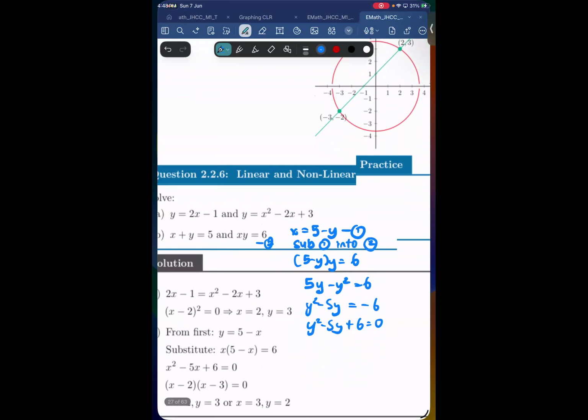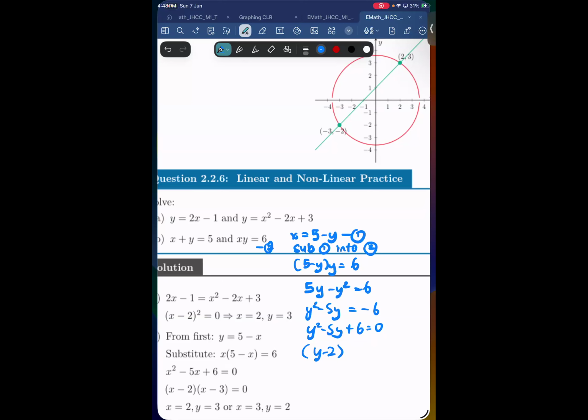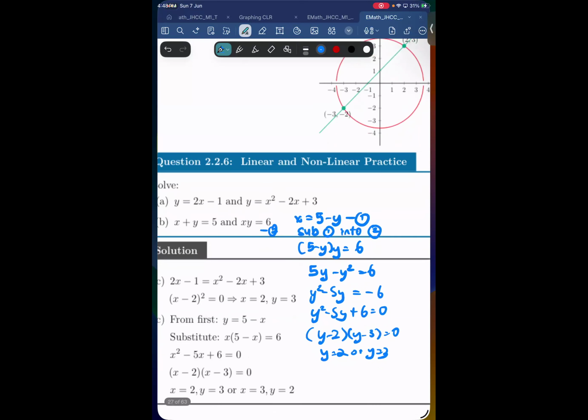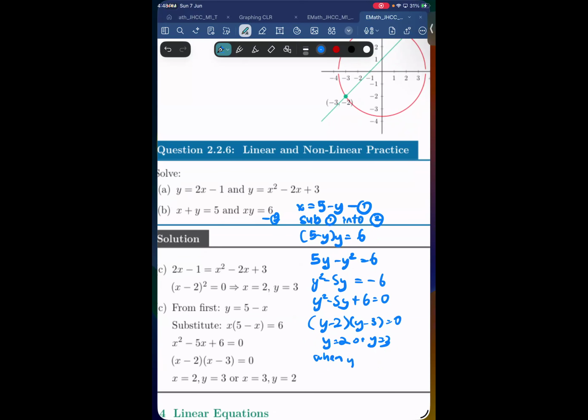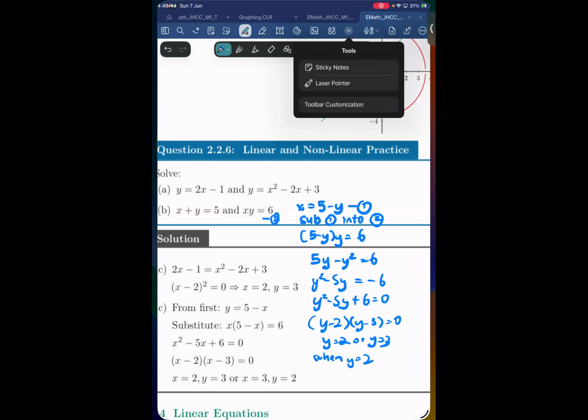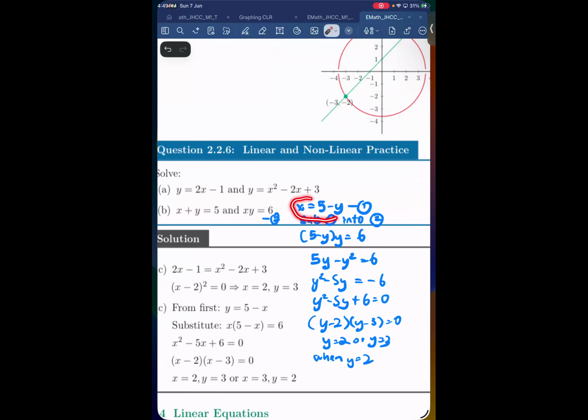This is going to be y minus 2, y minus 3 equals 0. So y equals 2 or y equals 3. So when y equals 2, let's look at this equation: x equals 5 minus y. When y is 2, then x is simply 5 minus 2, which is 3. And when y equals 3, then x equals 5 minus 3, which is 2.